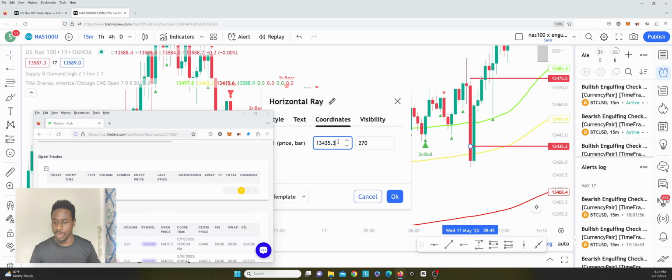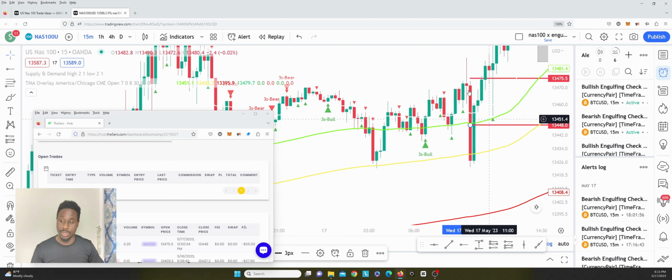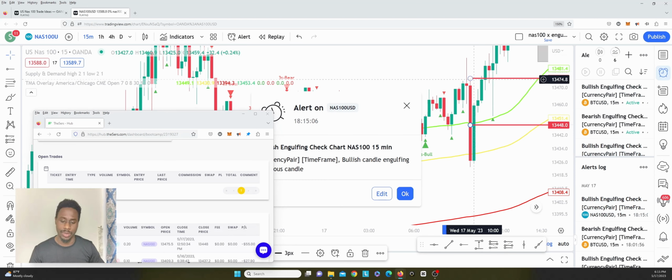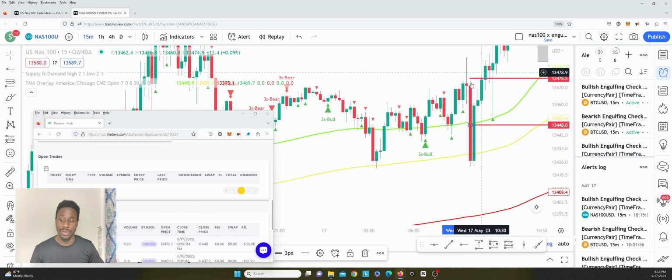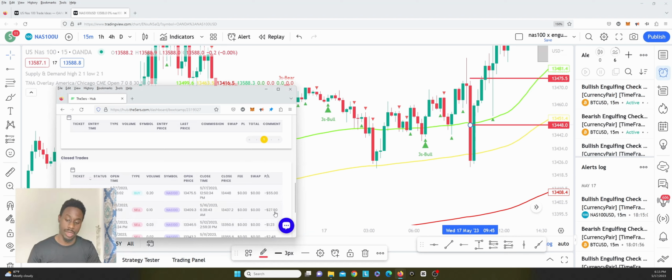13,448. So I entered to the downside here. There's obviously a little discrepancy when it comes to the price, but I entered around here. It was a little after the previous candle closed and the new one opened. It could have opened down here, but it closed around here, right? But where I entered, this is where they filled me, and this is where they closed me out at my stop loss. So the earlier trade was a loss of 27.